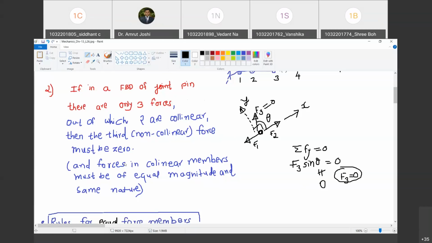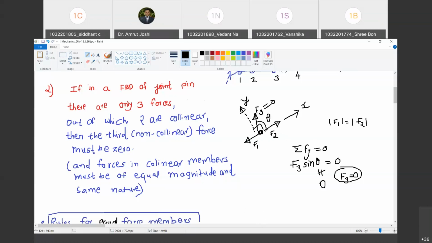But this statement doesn't end here. It says something more. What is that? Can you read something written in the bracket? And forces in collinear members must be of equal magnitude and of same nature. Yes, that means F1 and F2 must be equal in magnitude. So magnitude of F1 must be equal to magnitude of F2 as per the statement. Do you agree with me? Yes, sir. Not only that, their nature must be same.